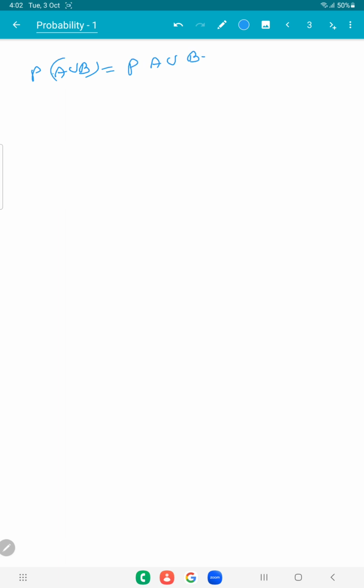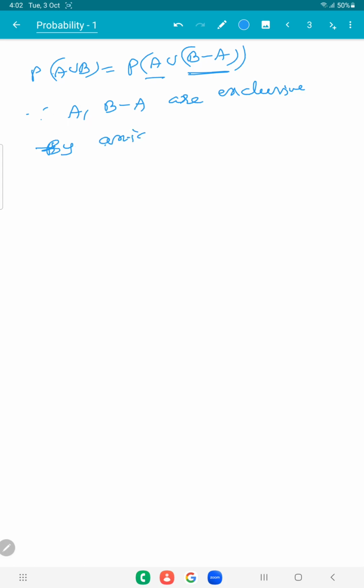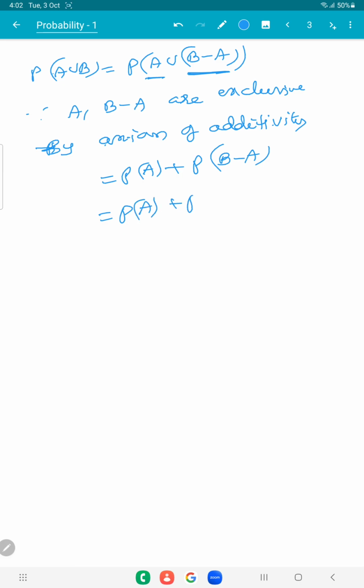Probability of A union (B minus A). By the axiom of additivity, since A and B minus A are mutually exclusive events, that is, they are disjoint, we can apply the axiom of additivity. What can we write when they are disjoint? That can be written as probability of A plus probability of B minus A. I told you previously that B minus A is nothing but B minus (A intersection B).